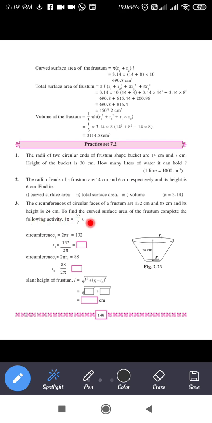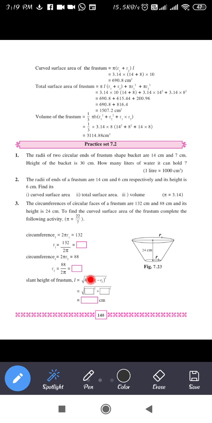Okay, to find the curved surface area of the frustum, complete the following activity. Now this question is in the form of an activity. You have to find out the curved surface area. Okay, you have to find the curved surface area, so you will complete this given activity. So to find out the curved surface area, what is the required formula? Pi l into r1 plus r2. So for that we should know the value of r1, r2 and l.